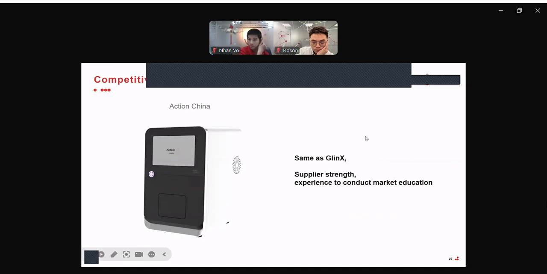I'll show you this case. This machine seems like the Jilin Xin cycle, right? Which is called action. It's also from China. We're using the same method for the extraction, and we are using the same method for the amplification. When we encounter this kind of competitor, do you know how we can cut into the conversation with the clinical doctors?